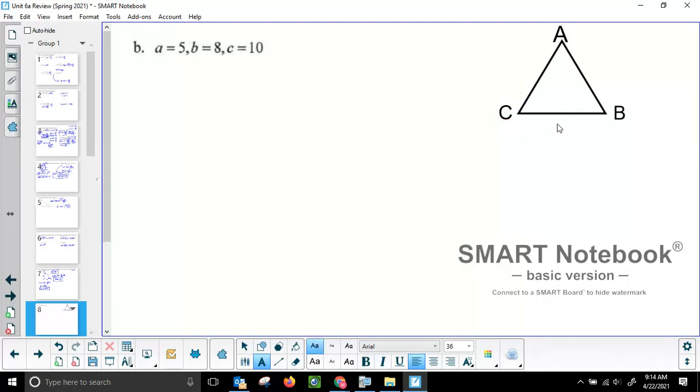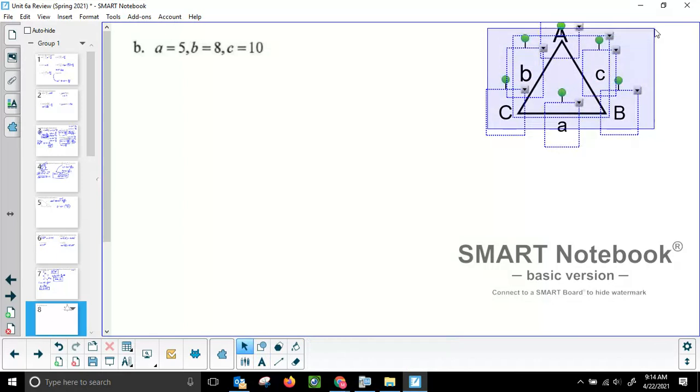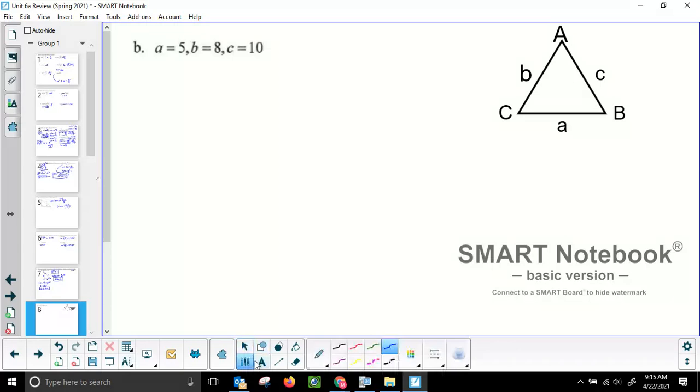And then you can also do your lowercase labels. I know this is annoying and time consuming, but it will help in the long run. So here's our triangle, and just so I can use this on every problem here, I'll copy that. What we want to do is circle the pieces that we're given.